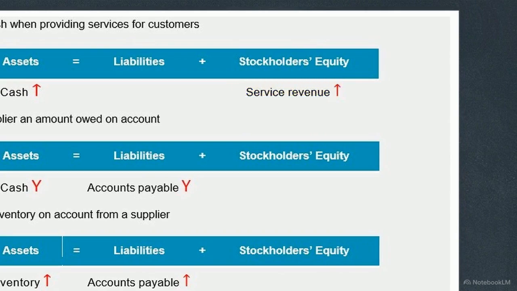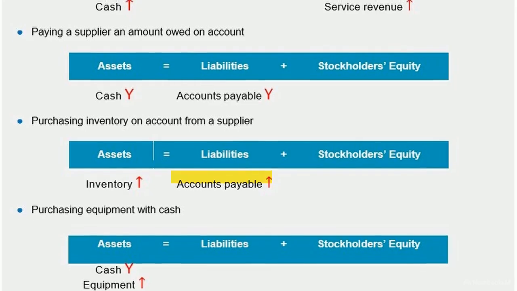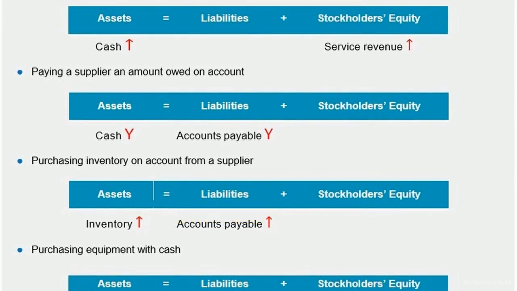Debt-driven transactions follow the exact same mechanical constraint. Purchasing inventory on account raises total assets, while simultaneously raising accounts payable, a liability. When the company later pays that supplier, cash decreases and the liability drops by the exact same amount.